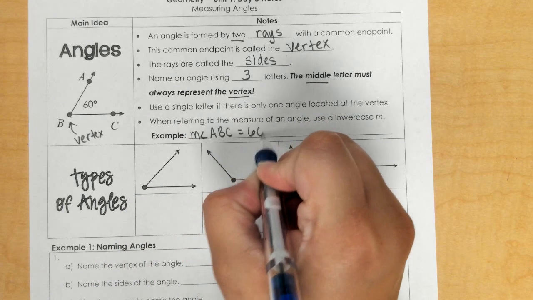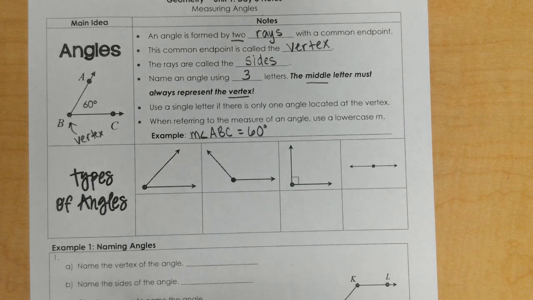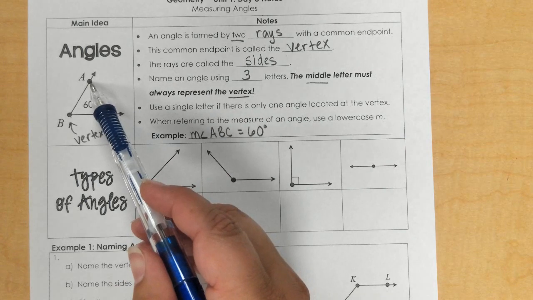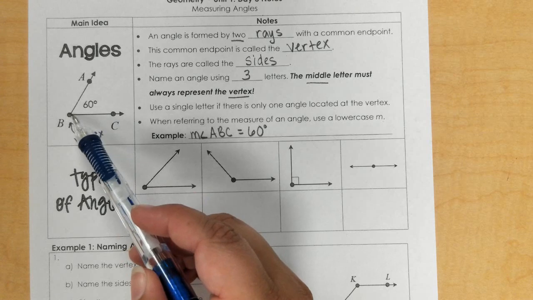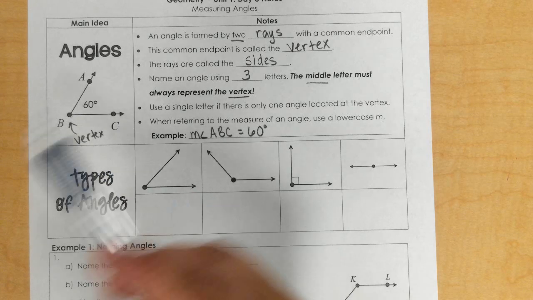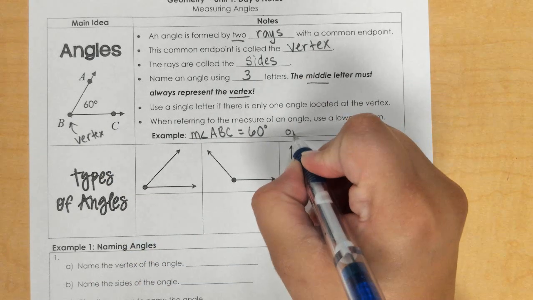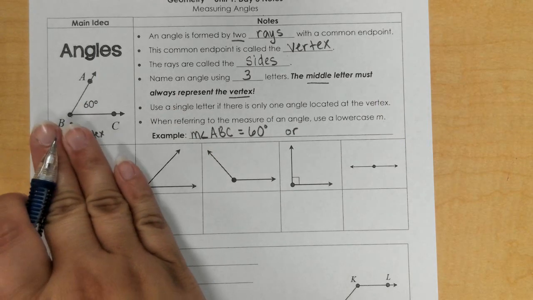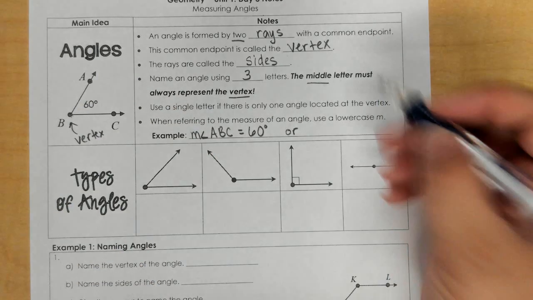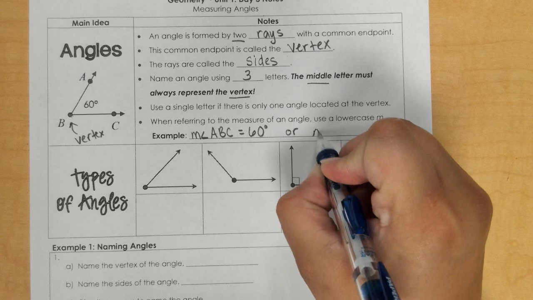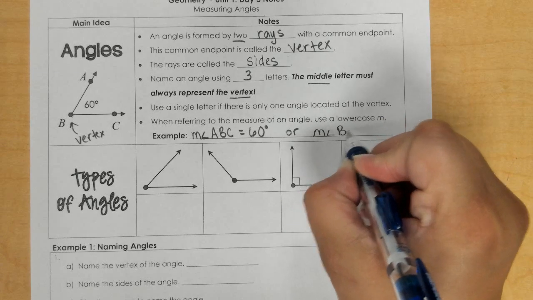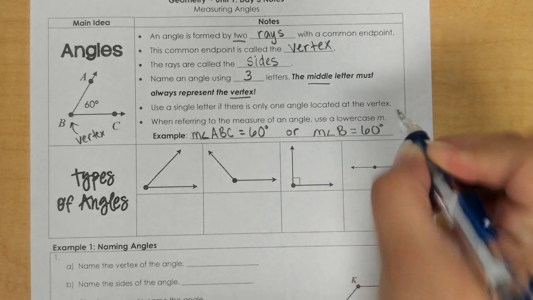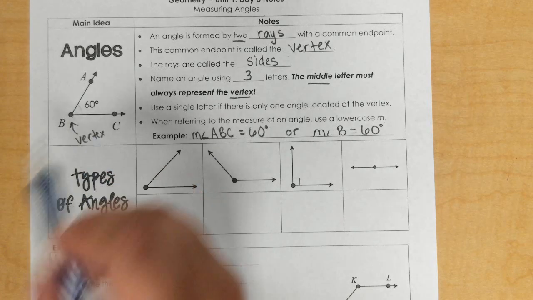is 60 degrees. Okay, so we would go with the point that's out here on the ray to the vertex back to the other point. Now, if there was no other angle touching this one or adjacent to this one, then we would say the measure of angle B is 60, and we're still talking about this angle right here.